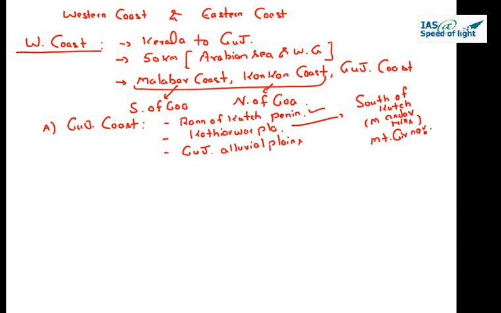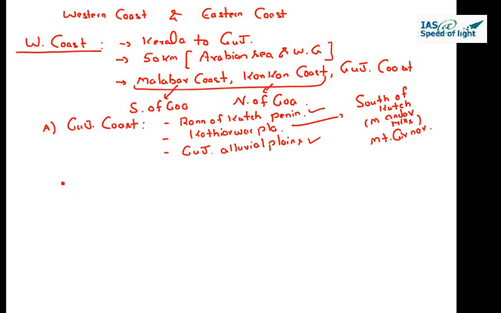Finally we have the Gujarat alluvial plains, which form the eastern section of the Gujarat plains. Rivers like Narmada, Tapi, Mahi, and Sabarmati flow through this region and make it fertile. So this is the Gujarat alluvial plain.